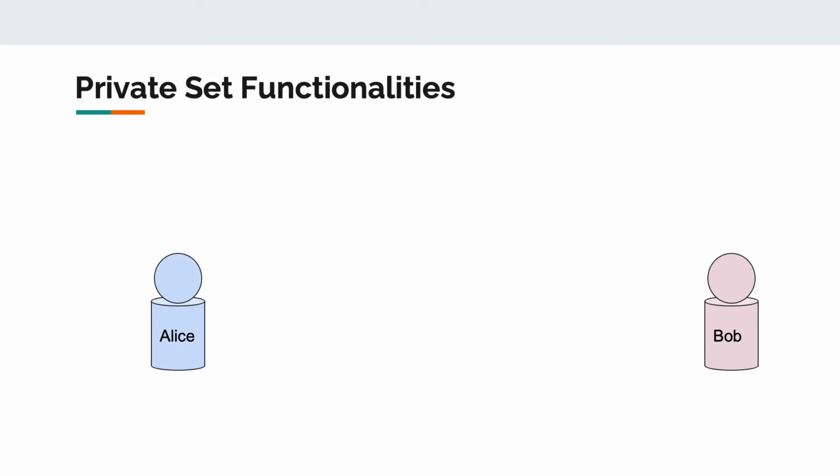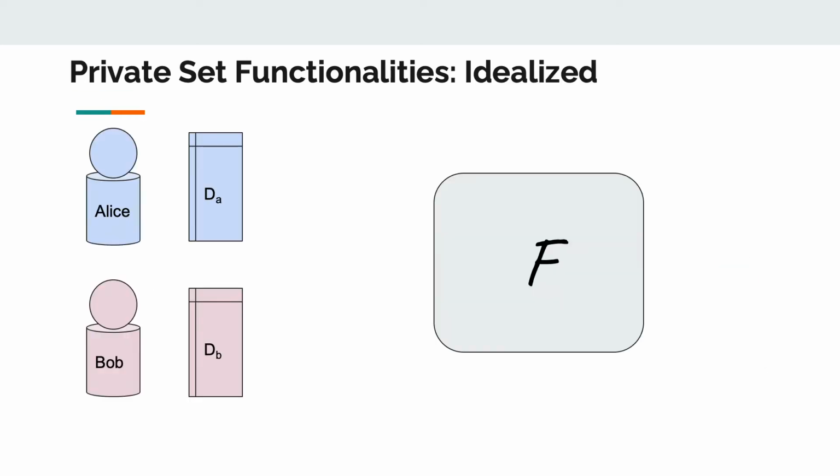First, let's talk about private set functionalities. Private set functionalities have gained a lot of attention over the last few years as real-world applications of multi-party computation, including as an example for aggregate ad attribution. We consider a scenario in which two parties, Alice and Bob, each have a database that contains sensitive information. They would like to evaluate queries on the join of the two databases without leaking either party's sensitive information.